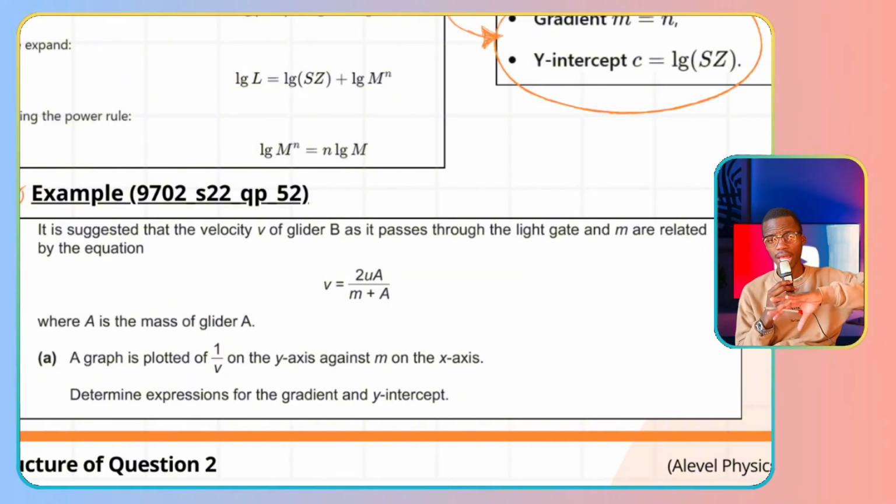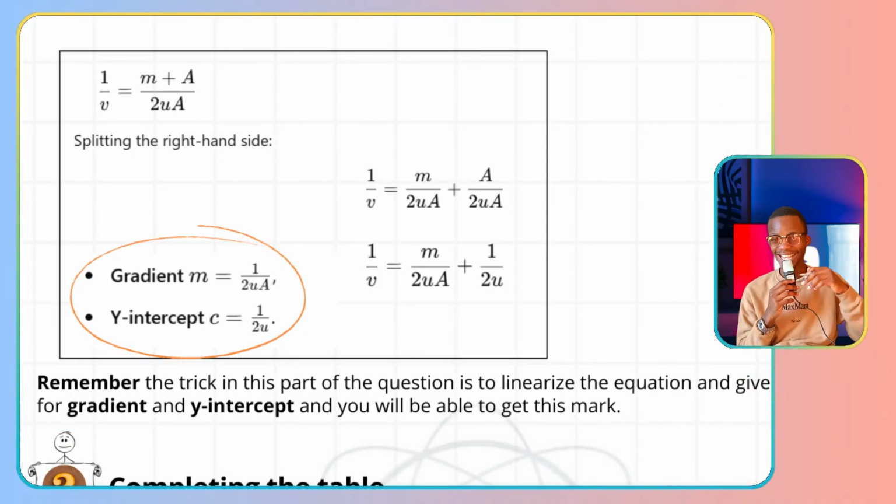So you just have to make sure that 1 over v is on the left-hand side, and m is on its own on the right-hand side. Then you have a gradient expression, then you have the y-intercept expression. So how are we going to do that? So basically we're going to flip the equation, right? So cross multiply it and get 1 over v being equal to m plus a over 2u times a.